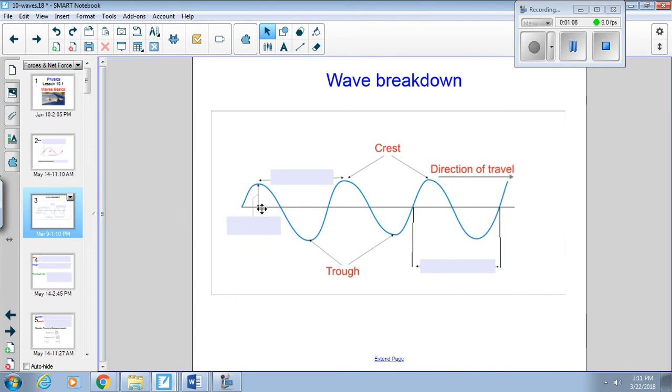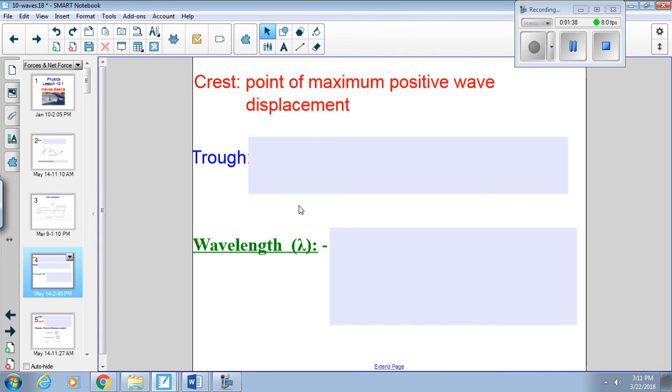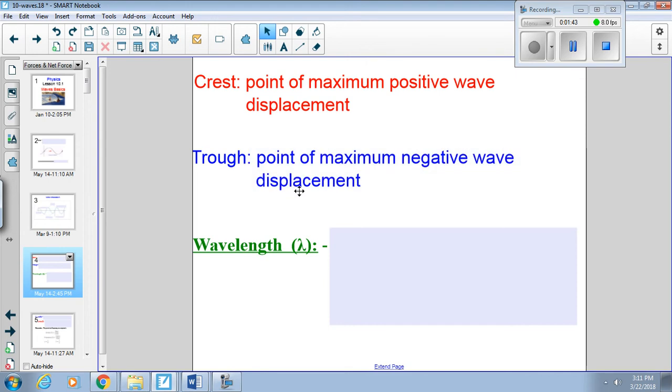This part right here, from the point of zero displacement, is known as our amplitude. And then you might have heard this term before, one wavelength, that is crest to crest, trough to trough, or two successive points on two different waves. And this is one complete wave, one up and down, also known as one cycle.